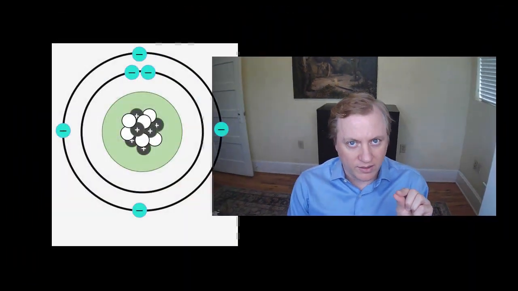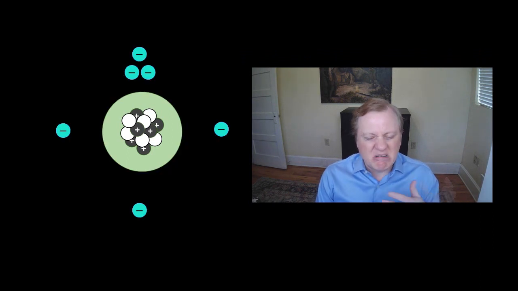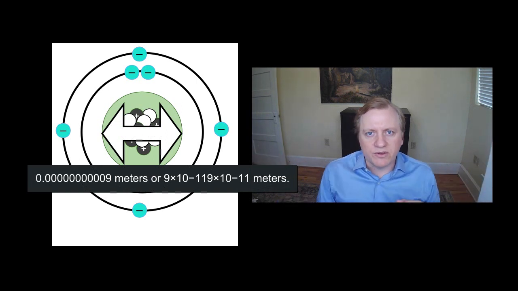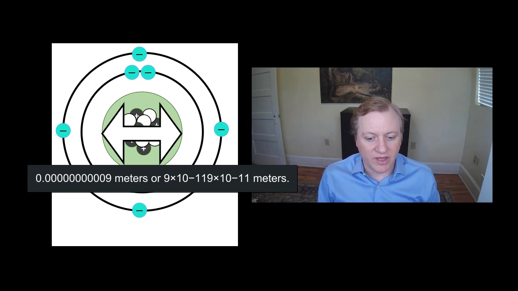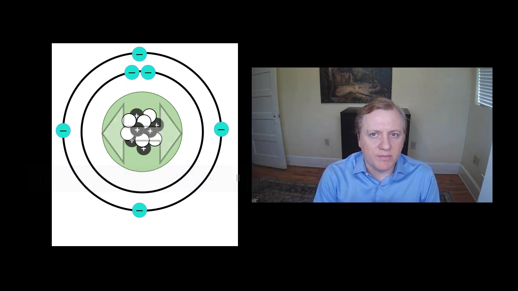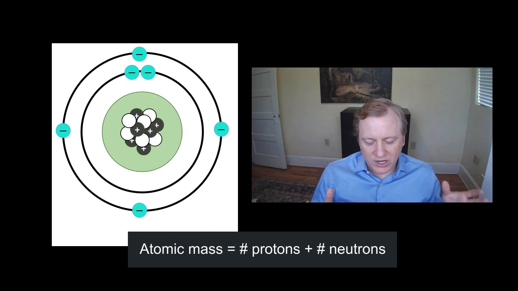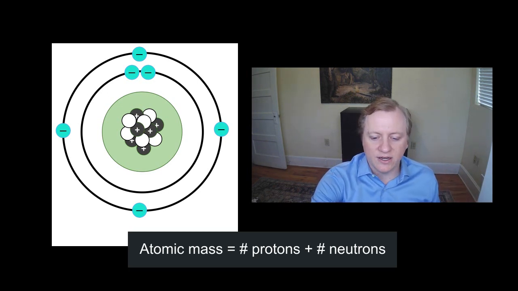Atoms are the building blocks of life, and atoms are these incredibly small things. The radius of a carbon atom is about 90 trillionths of a meter. A meter is a little bit more than 3 feet, and a carbon atom's nucleus is 90 trillionths of that. The mass of an atom is made up by the protons and the neutrons. We'll talk about electrons later. Those are there. They generally do not count toward the mass of an atom.